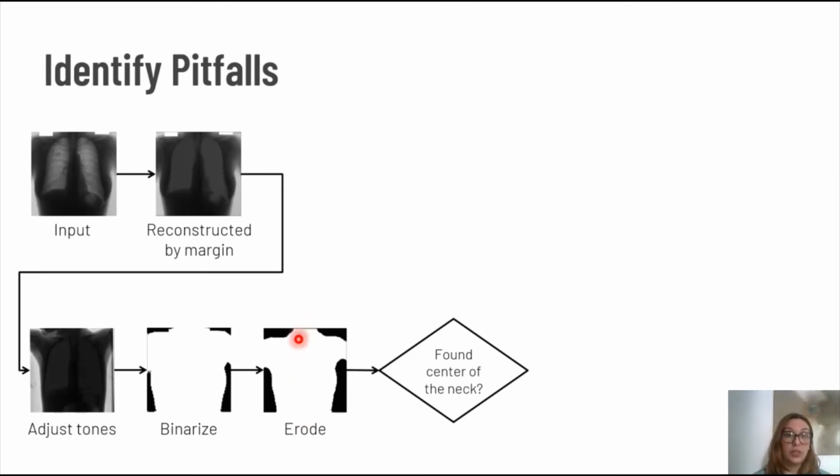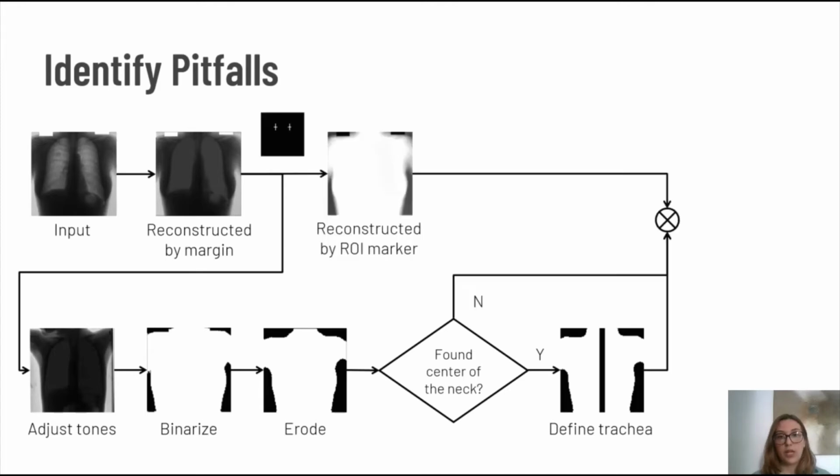If the trachea region found by the algorithm is out of the center by more than 20%, like here, for example, the algorithm will not consider eliminating the trachea region. And it's only going to skip that step and go to the next step.